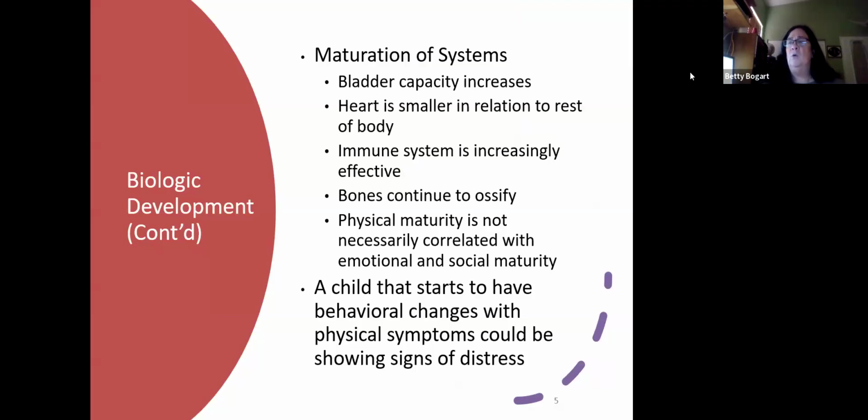But usually children will be able to hold their bladder longer. So it's longer periods of time. It's not like all the time they've got to go. They're potty trained, and now they can hold it even longer.